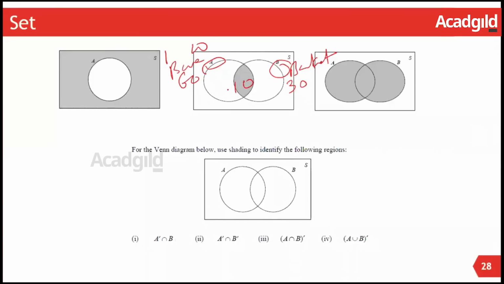So how many people play only baseball? They do not play basketball. That is this region. So that is 60 minus 10. There are 60 who play baseball. Out of those 60, there are 10 of them who play basketball as well. So how many are left? 60 minus 10, 50. They come over here.